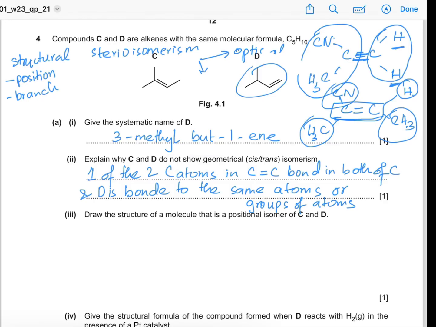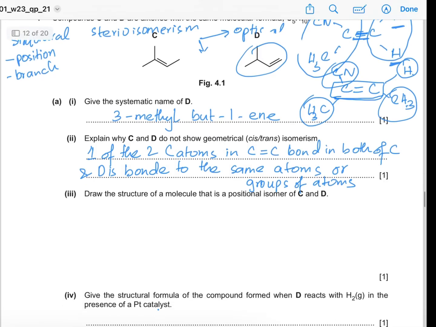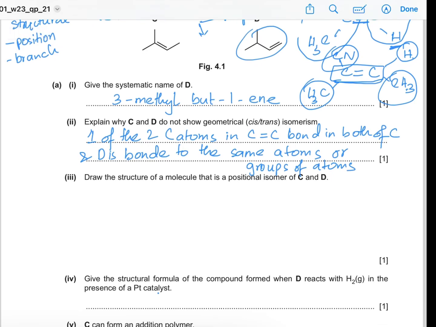Part 3. Draw the structure of a molecule that's a positional isomer of C and D. A positional isomer means that this isomer must have the same branch. However, you can change the position of the branch or the position of the alkene bond, the carbon-carbon double bond.